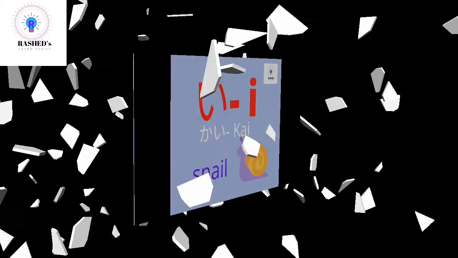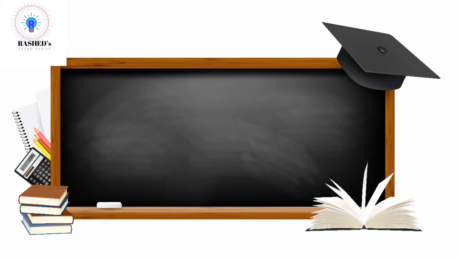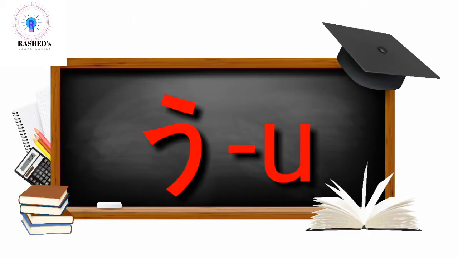Now see one vocabulary in this letter. Kai. Kai means snail. So dear viewers, now let's see our next letter.